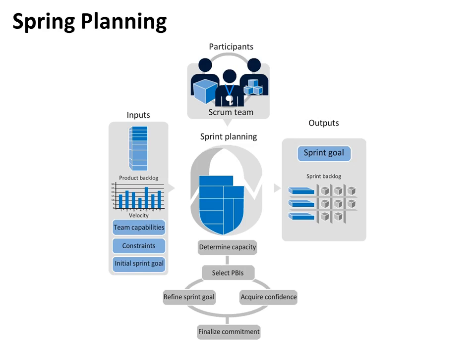So generally the inputs are the product backlog items, the velocity, probably certain learnings from the retrospective of the last sprint, and constraints if any. And the outputs are the sprint backlog items and the commitment to doing them.